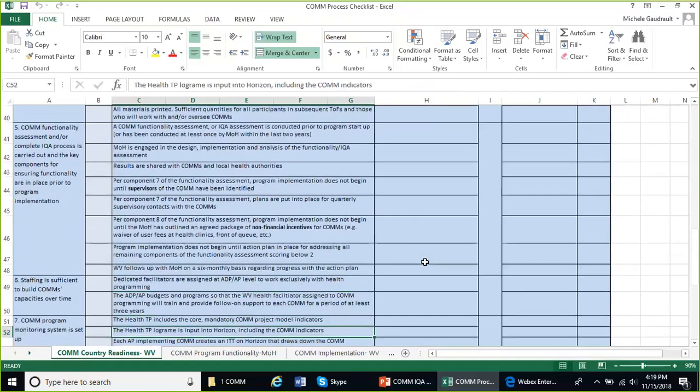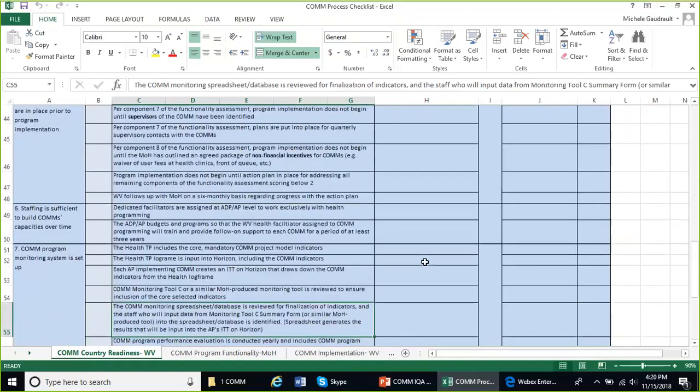We want to make sure that the staffing is sufficient to build the comms capacities over time. Essentially what we mean there is that our World Vision DFs are going to follow up with the comms on a regular basis. As Sarah said, I've just been out in the field and I've seen that the comms were trained, but without the follow-up of either World Vision or Ministry of Health supervisors, it's hard for them to maintain their motivation to carry on working. So we want to make sure that that's in place.